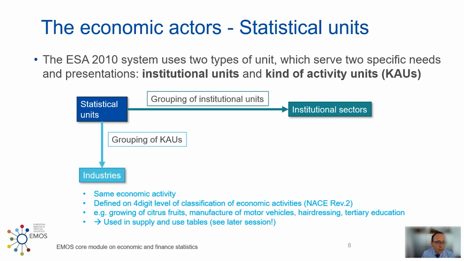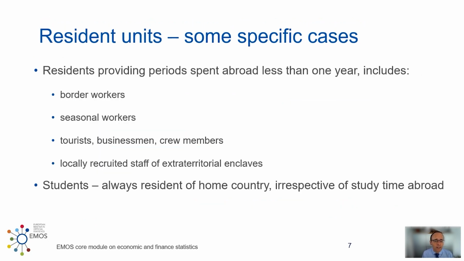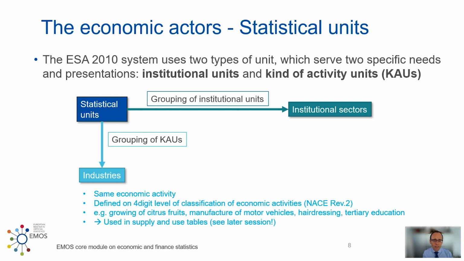So now we have clarified, let me step back, we have clarified the where question. So where are the limits of this country, this national account we are looking at? The second important question is the question of who. So who are the economic actors in this economic territory? These are the statistical units we are looking at.